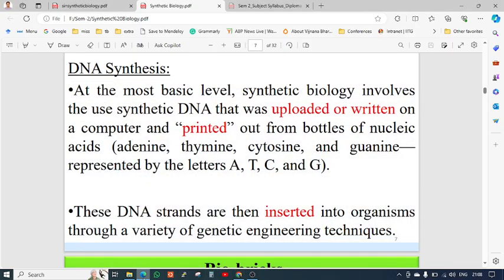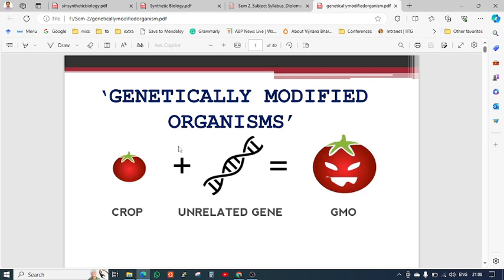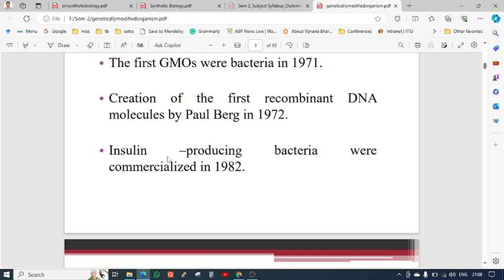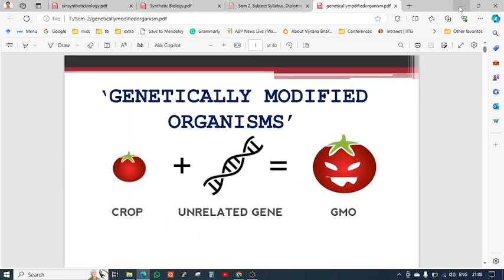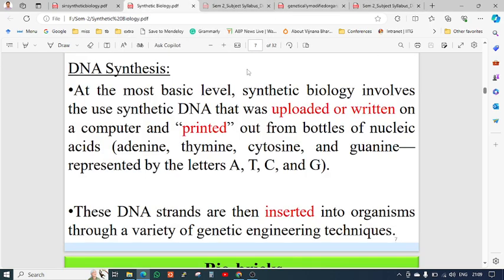Okay, then next class we will discuss genetically modified organisms, which is GMO. That is also one part of synthetic biology, and what is the importance of this GMO. Next class we will discuss this. Your syllabus for unit 3 will end after two more classes, one on GMO and another on hybrid systems. Then unit 4 has another 5 classes. Okay, if there are no questions, then see you in the next class.